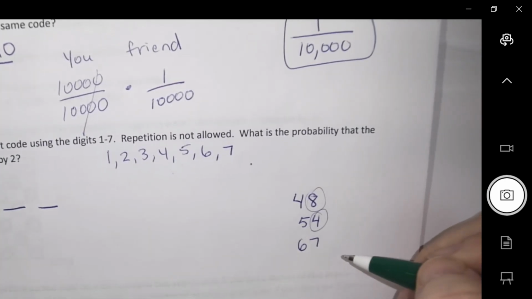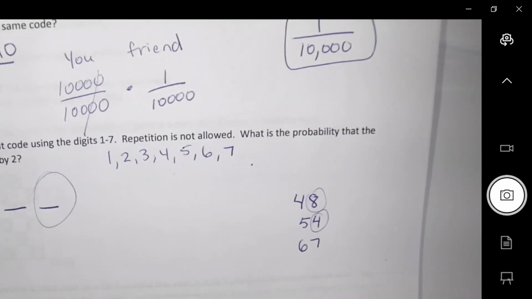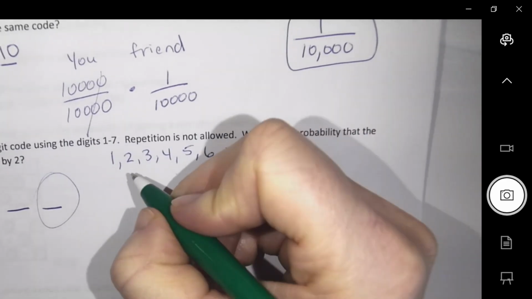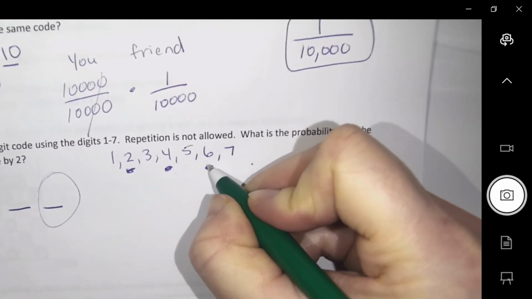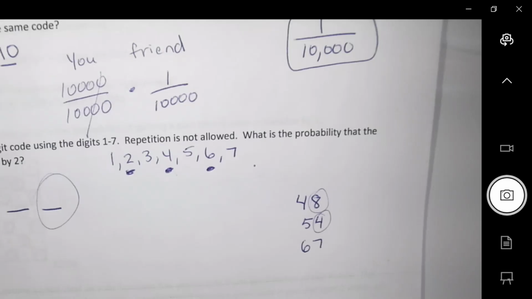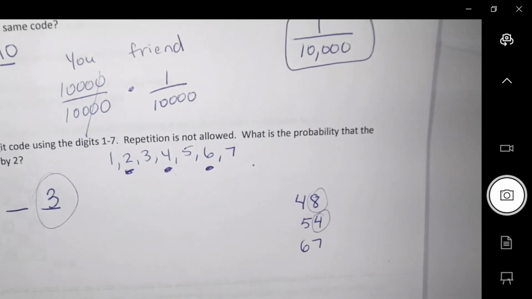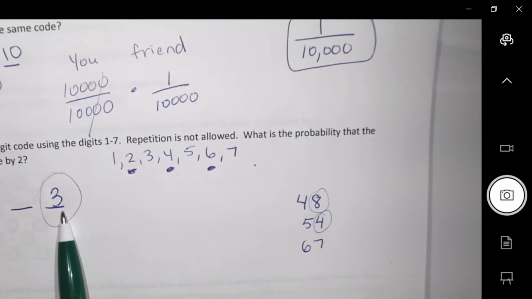Because it ends with an even digit. So I'm worried about the ending. What could I possibly put in that position? A 2 could go there, a 4, or a 6. So there's 3 possibilities to be even. Okay, you've already put one of them there, and you can't repeat.